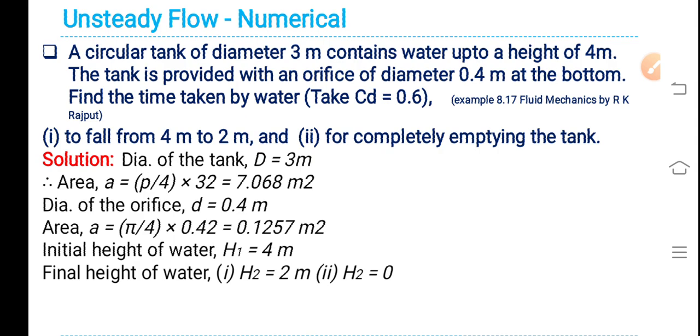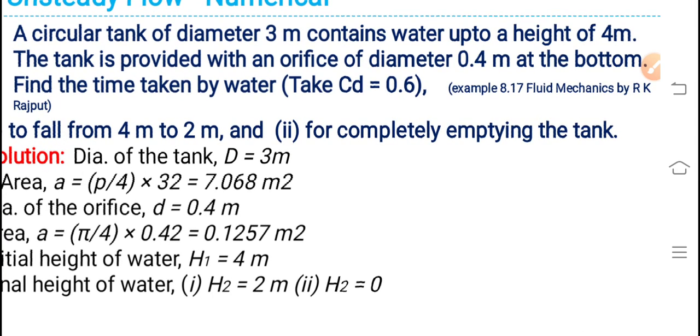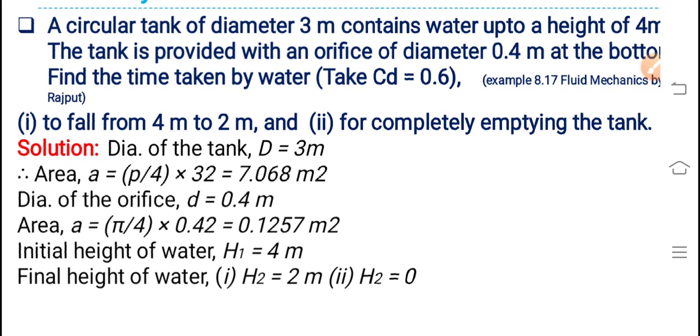0.6. Solution, you can see here, dia of the tank given 3 meter, area A is equal to pi divided by 4 multiplied by 3 squared, that is 7.068 meter squared. Dia of orifice small d is equal to 0.4 meter, therefore area of orifice is equal to 0.1257 meter squared. Initial height of water h1 is equal to 4 meter. Final height of water case 1 h2 is equal to 2 meter and case 2 h2 is equal to 0.